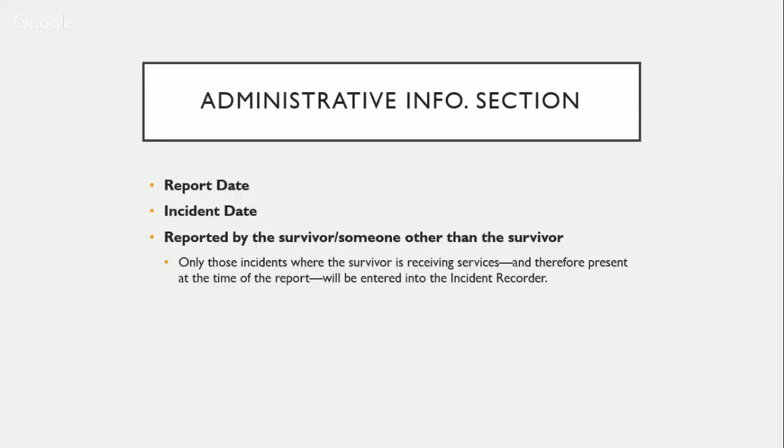First is the administrative information section. This includes the report date, the date the client came to see you, the incident date, the date the incident occurred, and for the date of the incident, if the survivor doesn't remember the exact date, maybe they remember that it happened a month ago, you can estimate. It's important here to estimate the closest to the date that the survivor can remember.